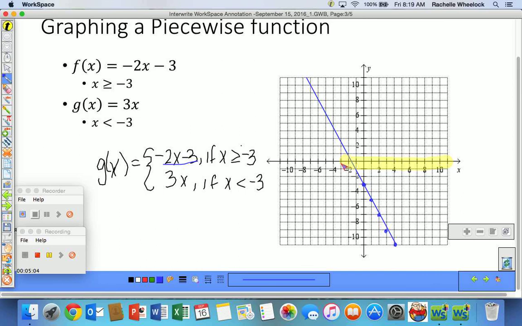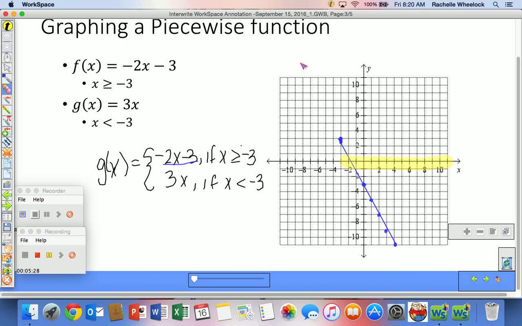So that's the first part of our function. The line got tweaked a little bit. Let me redraw that because the slope got off. There we go. Put my arrow on it. This starts here and goes this way. It's a negative slope.